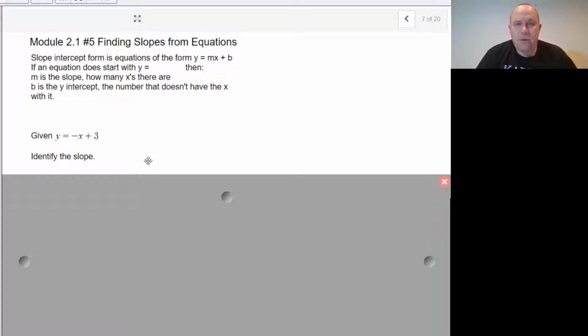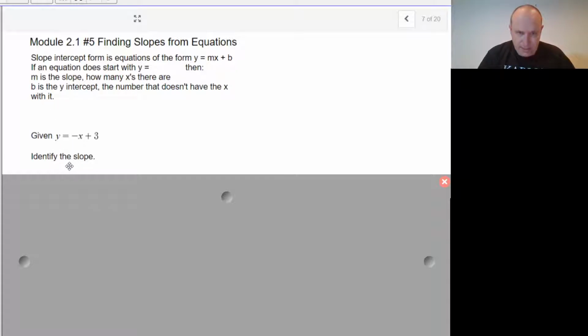Finding slopes from equations. Mainly we want to focus on lesson 2.2, where we looked at slope-intercept form, y equals mx plus b, where the number that goes with the x is the slope, and the other number, which doesn't have the x, is the y-intercept. If an equation doesn't start with y equals, then you're going to make it start with y equals. So m is the slope, that's how many x's there are. b is the y-intercept, the number that doesn't have the x with it.